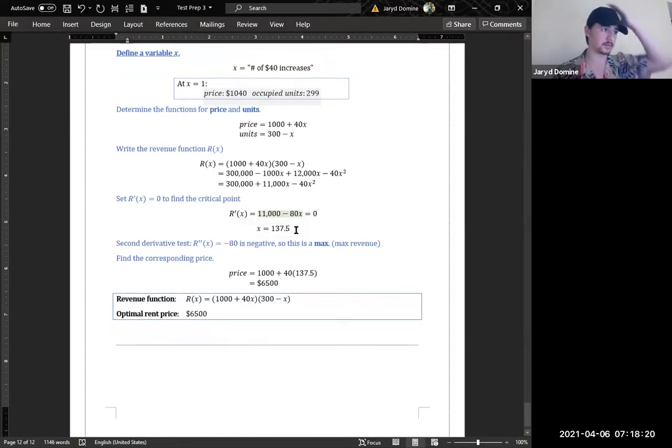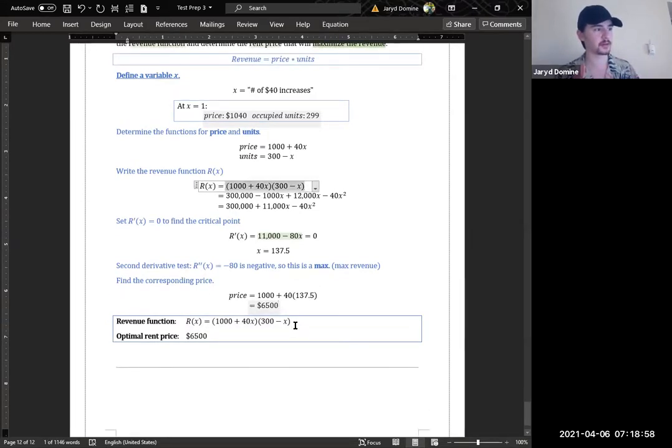So that's it. We have x, the number of times we're increasing. The last thing to do is get the corresponding price. We just plug this x back into our price function to see what the actual price of the units is going to be. We started out at 1,000, and we did 137.5 price increases of $40 each. So that put the price up at $6,500. Just plug back into the price function to get the price, and we're done. We had the revenue function, which is what was asked for here, and the optimal rent price, which we just found, is $6,500.